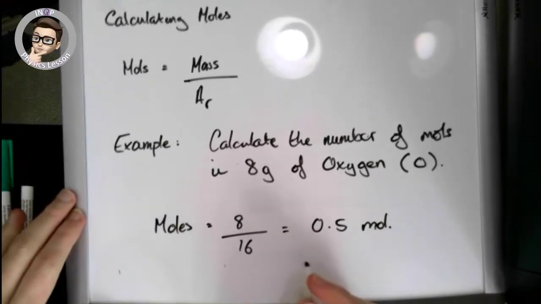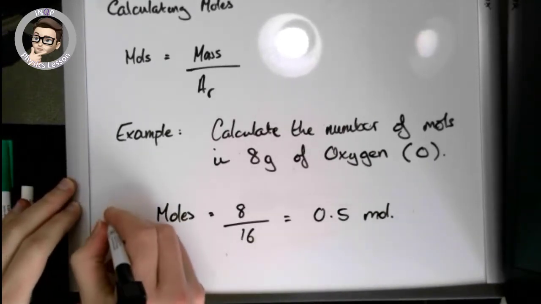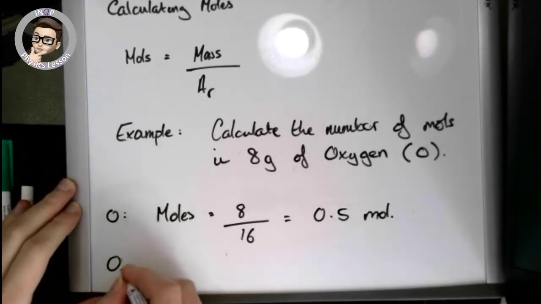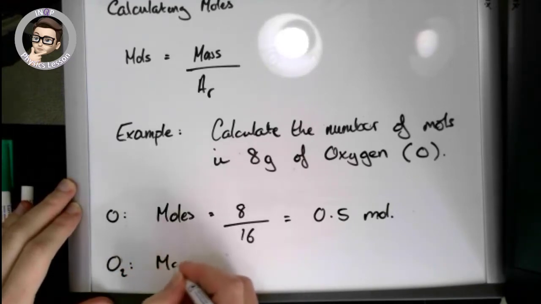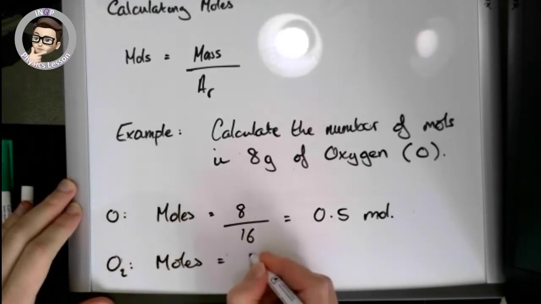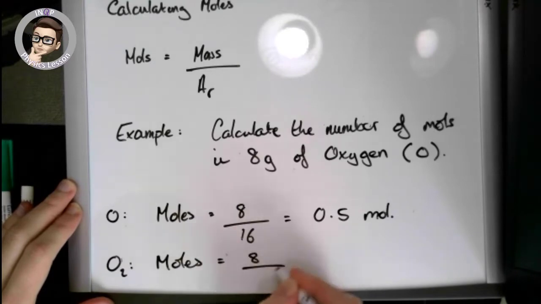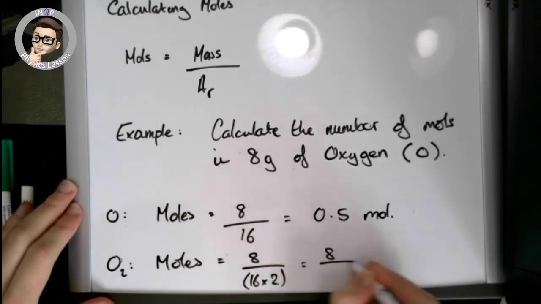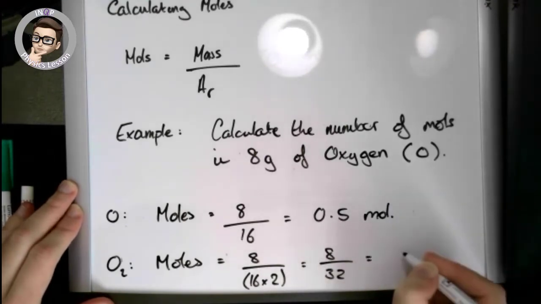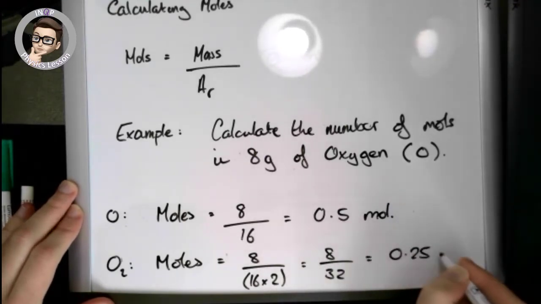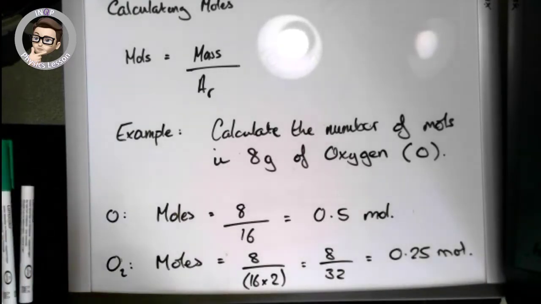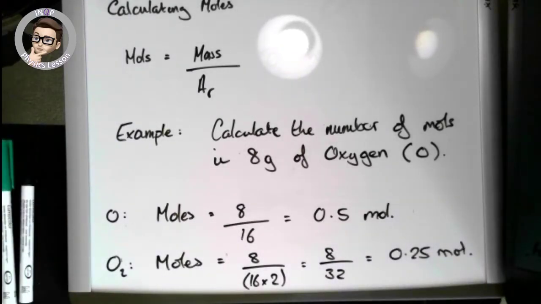And let's consider if we were O2 for a moment. So this would be just O. So if we were O2, then we would have 8 divided by 16 times 2, which is going to be 8 divided by 32, which would be 0.25 mole. So if we were looking at oxygen as a gas, then we'd have 0.25 mole.